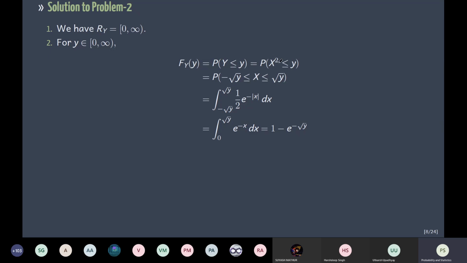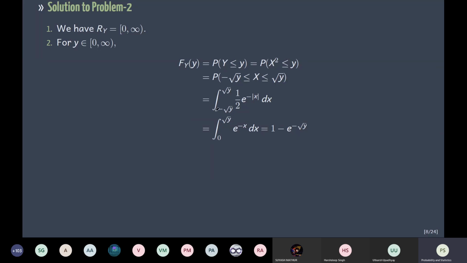Okay, but since y is x square, the range will become 0 to infinity. And for y in 0 to infinity, we can write like this. So the CDF F_Y(y) is the probability that Y is less than or equal to y, which is the same as the probability that x square is less than y, and x is from minus square root y to square root y.